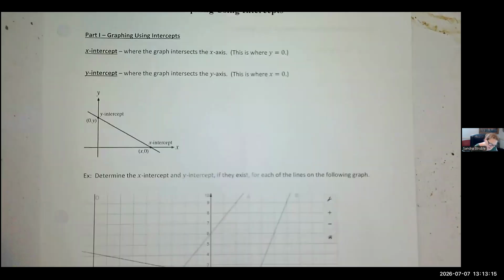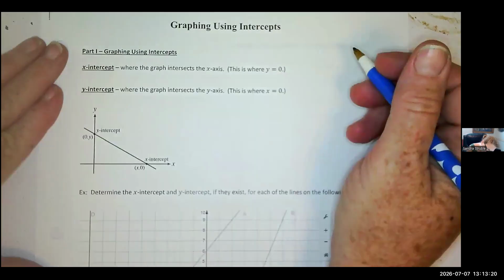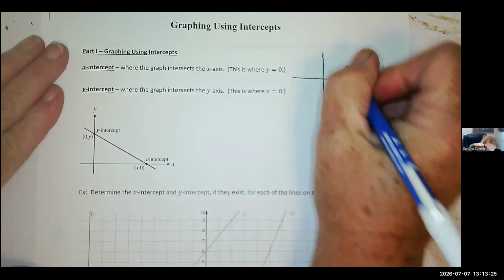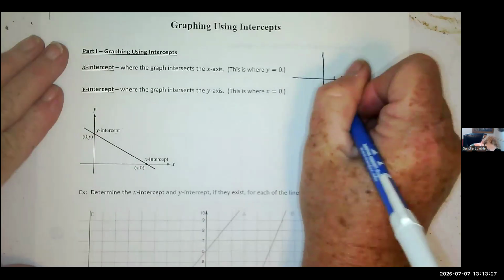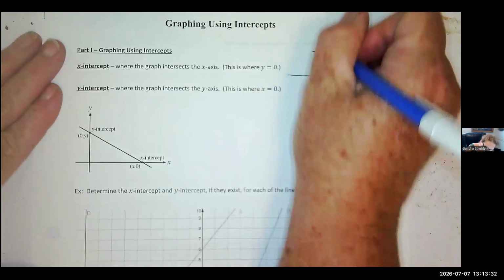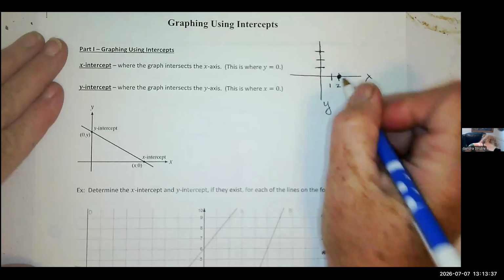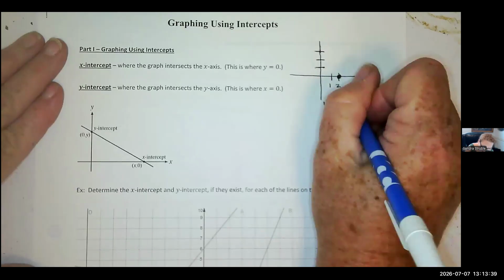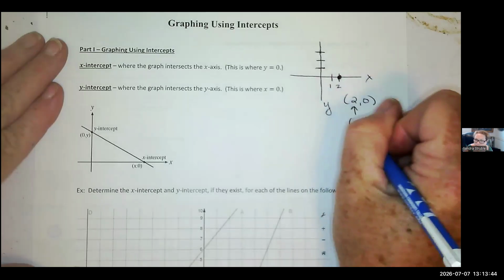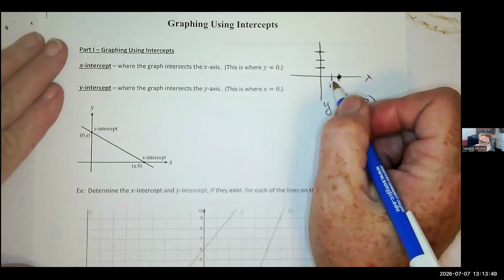Let's think about what we just did in the last videos. So let's just say we've got X and Y, and here's Y. Right here, if we have a point, this point is 2, 0. This is a representation of X where Y is 0. This is an x-intercept if we have a line, okay?